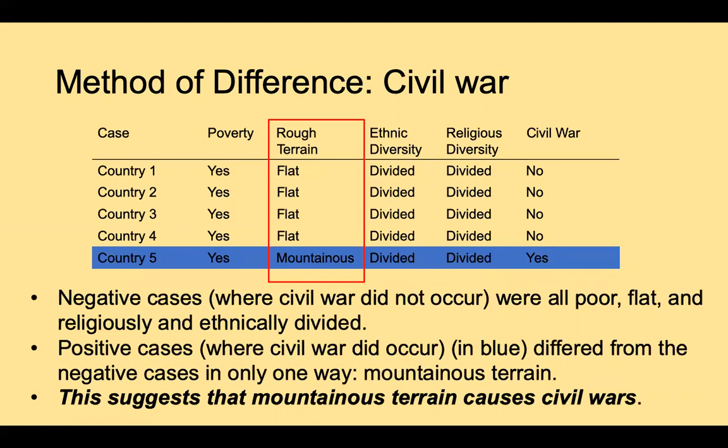Now, does it really? Well, we might want to test that hypothesis in a larger data set, but at least for these cases, that seems to be what it suggests. Keep in mind that we're always going to be limited by the data that we analyze, but that data can always permit us to draw some inferences. In this case, the analysis suggests that mountainous terrain causes civil wars, and that, conversely, flat terrain can prevent civil wars, even in countries that are poor and ethnically and religiously divided. That's an interesting result, and it's a way that we can begin to see how these methods work.